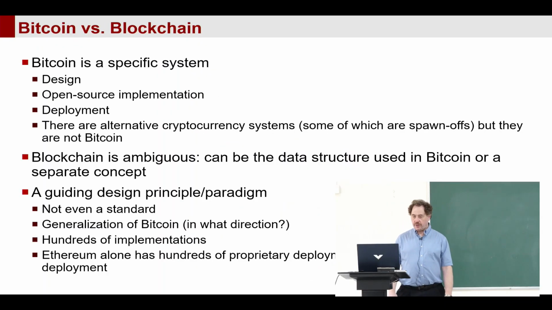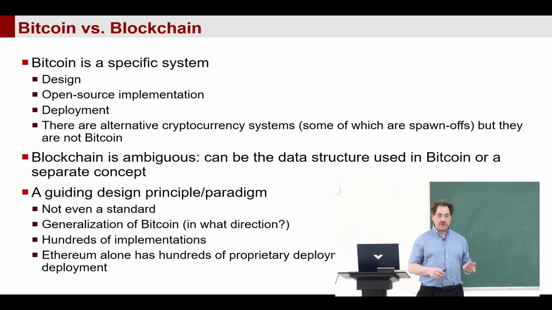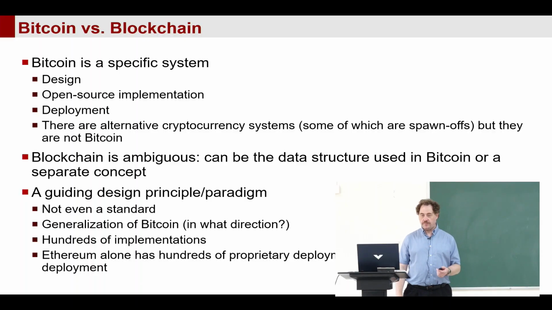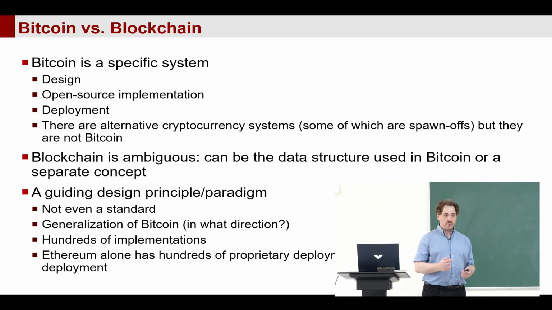So let's talk a little more about the terminology, Bitcoin and blockchain. So Bitcoin is a specific system. It's a very concrete and specific thing. We know all about its design. There are so many documents. And if something is not documented, there is a reference implementation. So we can look up in the source and get the exact answer about anything we want. There is only one deployment of Bitcoin.